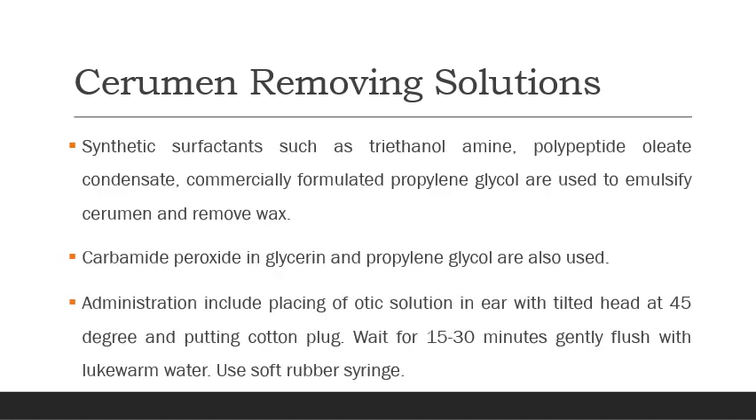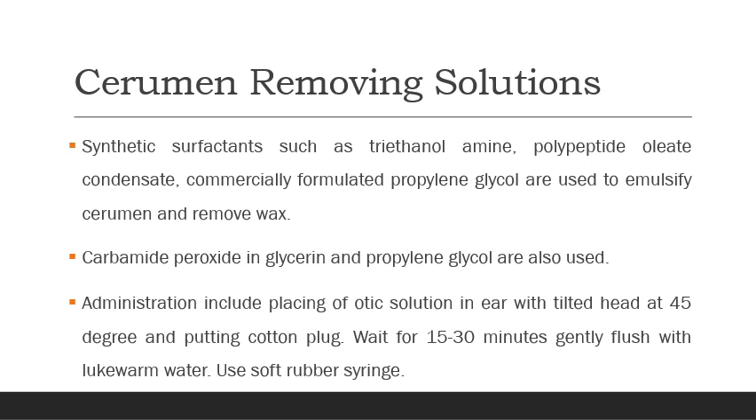Now, if the cerumen starts to accumulate and cause itching, pain and hearing problems to the patient, it requires to be removed, and it can be removed by the use of synthetic surfactants such as triethanolamine polypeptide oleate condensate, and commercially formulated propylene glycol, and these emulsify the cerumen and remove the wax. Carbamide peroxide in glycerine and propylene glycol are also used for removing the cerumen and the wax.